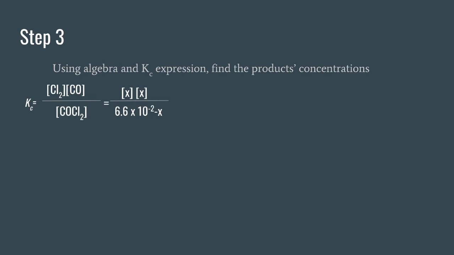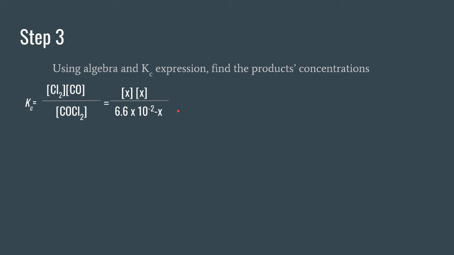Now in step 3, by using algebra and our equilibrium constant expression, we can find the product's concentrations. So right now we can see that we have Kc equals Cl2 multiplied by Co over CoCl2. Now I rearranged that from the equilibrium numbers that we had in the last step. So now we have x multiplied by x over 6.6 times 10 to the negative 2 minus x.